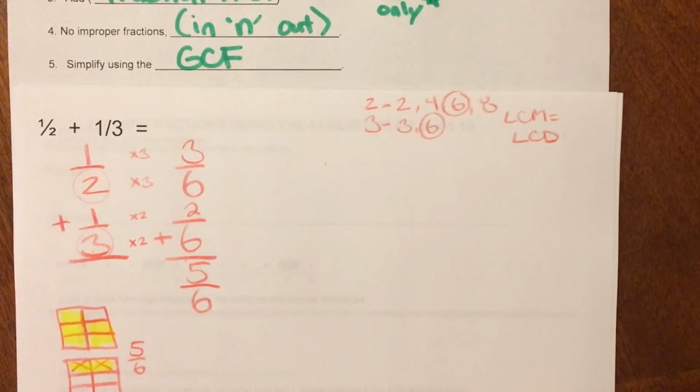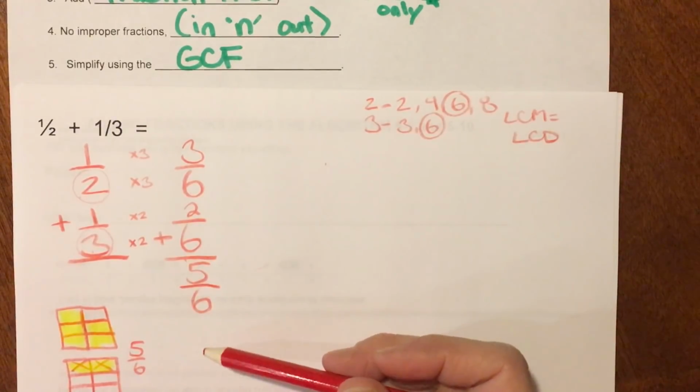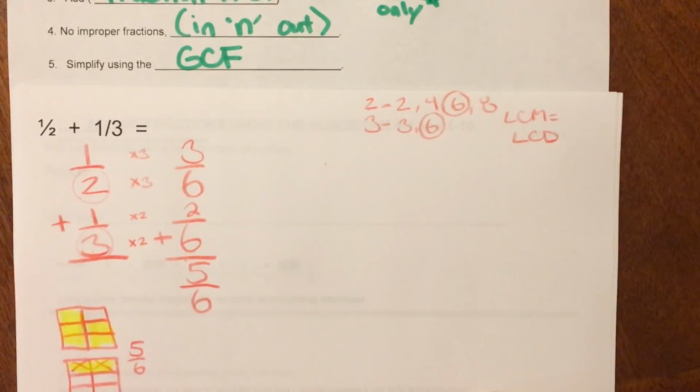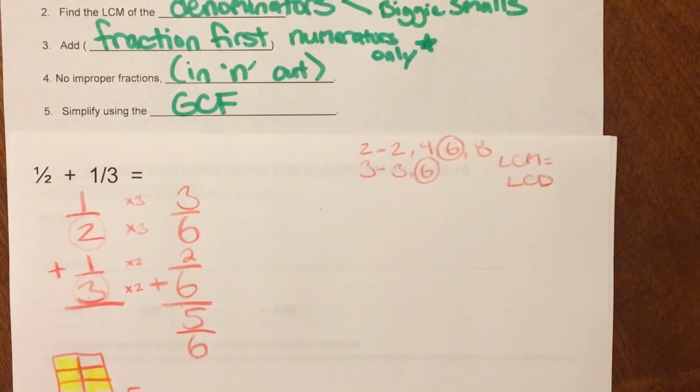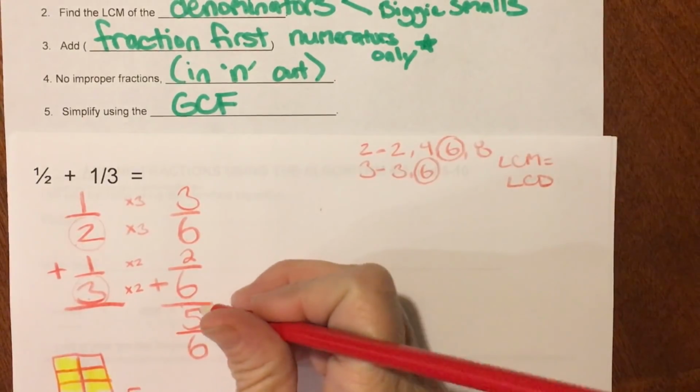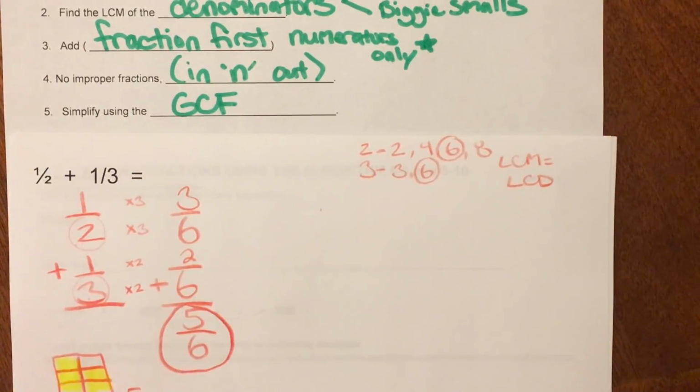My next step says simplify using the GCF. Well, here is a really good hint to you. Remember, when I simplify, I could list out my factors and divide by the GCF, but there's actually other ways. So I could simplify using the GCF, or if you remember from the last lesson, there was a few other hints I said. One is that if there's a 1, it can't be simplified. Well, here there's not a 1, but because they're 1 apart, that's another hint. Anytime they're 1 apart, they can't be simplified. So that means I'm done. My answer is 5/6.